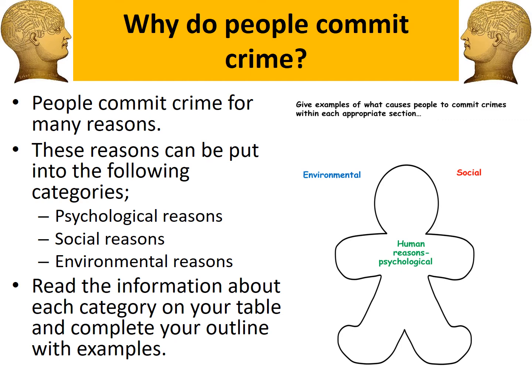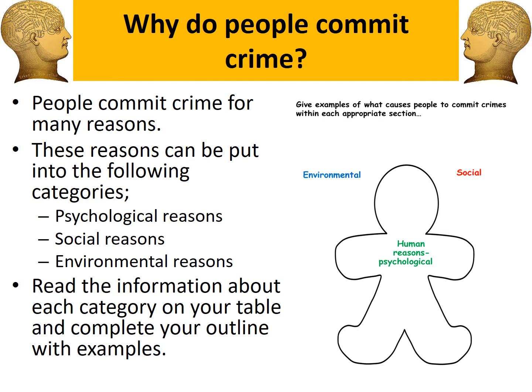Now what you're looking to do is to read the information about each category, and on your table I've drawn the outline here. You're looking to complete your outline with examples. So you'll see that it says give examples of what causes people to commit crimes within each appropriate section. So you could sketch this human body in your jotter, and you could have environmental one side, social the other side, and then human reasons, psychological in the middle.